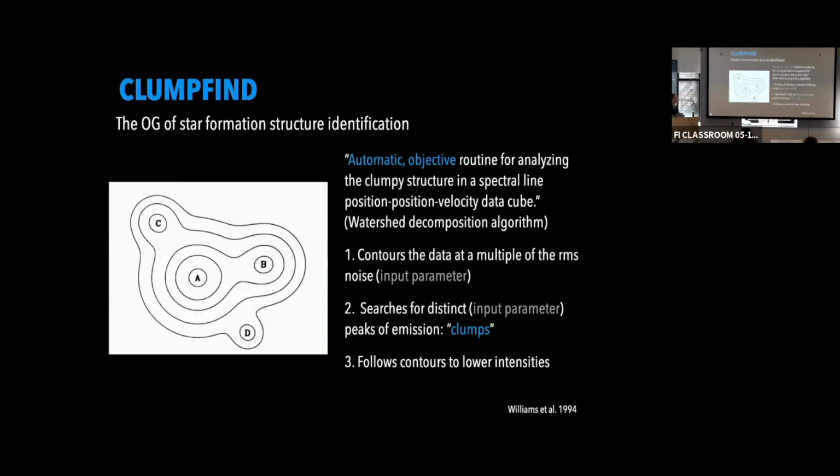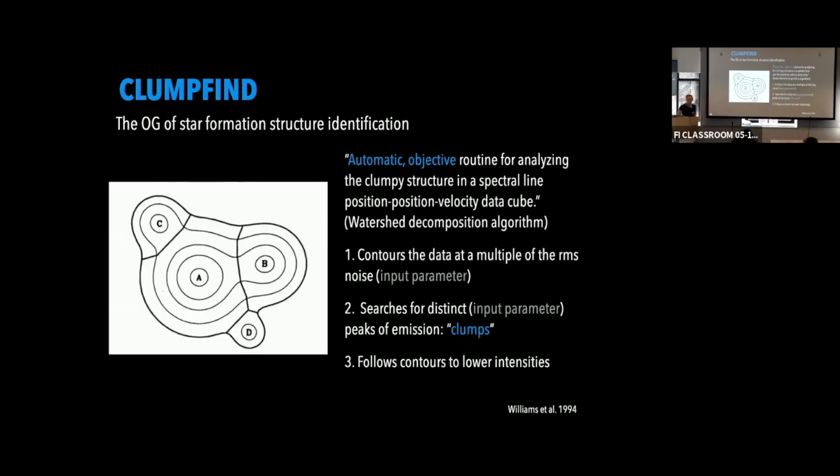So this is a watershed decomposition algorithm, so-called, you have peaks and valleys. If you pour water in, then it flows to the minima. But in any case, from the abstract of this seminal paper, ClumpFind is an automatic objective routine for analyzing the clumpy structure in a spectral line, position-velocity data cube. So basically, you have some RMS noise within your cube. You contour the data according to that noise. You search for your peaks, so you need a peak finder. And then you determine which peaks are significant, and you follow these contours to lower intensities. As the contours connect, you segment the data, and those become your clumps.